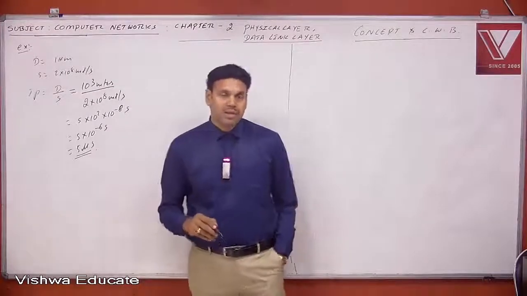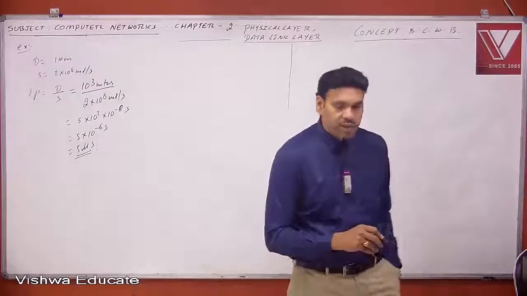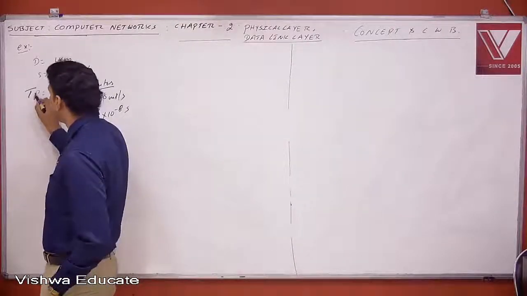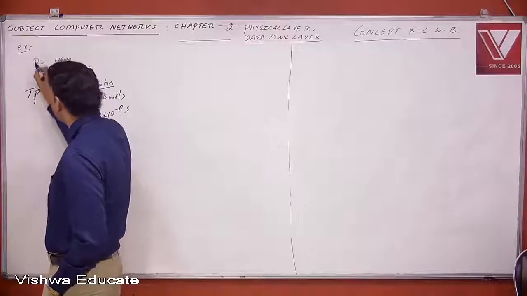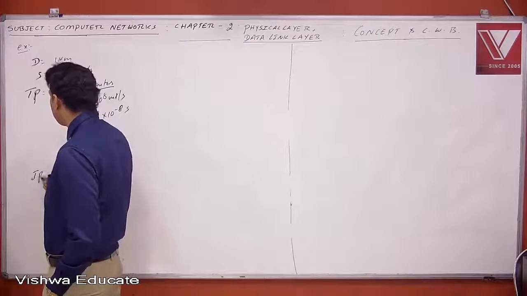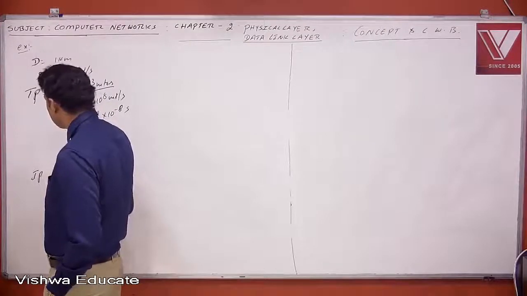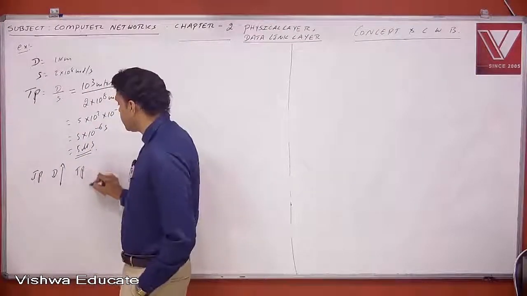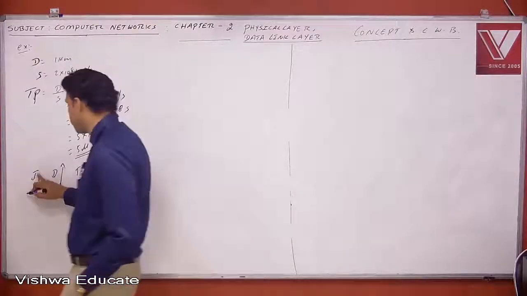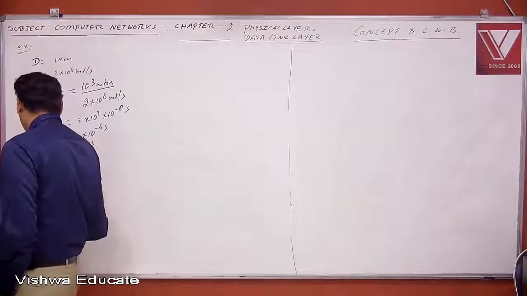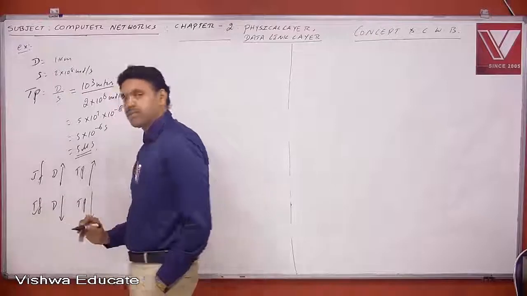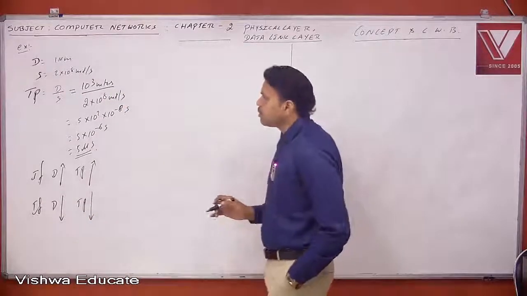See, it is reduced. Why? Distance is less. So what do we understand here? That is, if distance is increased, then what will happen? TP will be increased. And reverse. If distance is decreased, then TP will be decreased. This is the point in this.